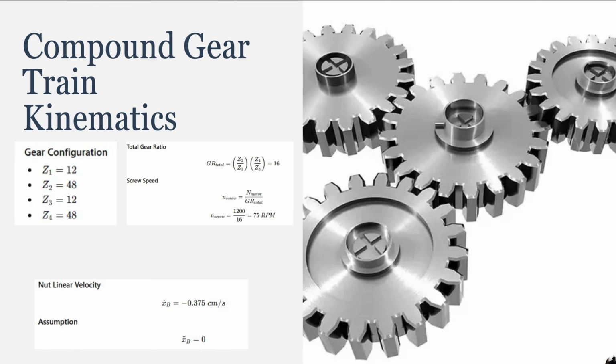16 to 1. This means that a motor speed of 1200 RPM is reduced to only 75 RPM at the power screw. Although the rotational speed decreases, the available torque increases significantly, which is exactly what we need for lifting heavy loads. Using the screw pitch, we then convert rotational motion into linear motion and obtain a constant linear velocity of 0.375 centimeters per second, because the motor operates at constant speed and the input acceleration is assumed to be zero, which simplifies the subsequent kinematic analysis.